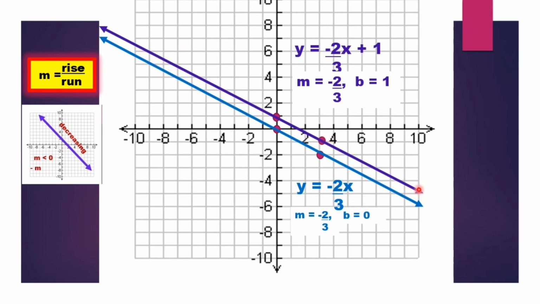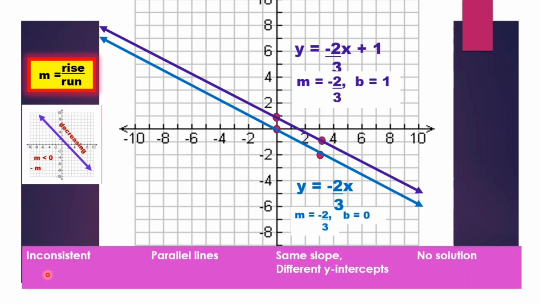So, this system is called inconsistent system because they are parallel lines. Same ang slope, different ang kanilang y-intercept, at there are no solutions because parallel lines never meet.